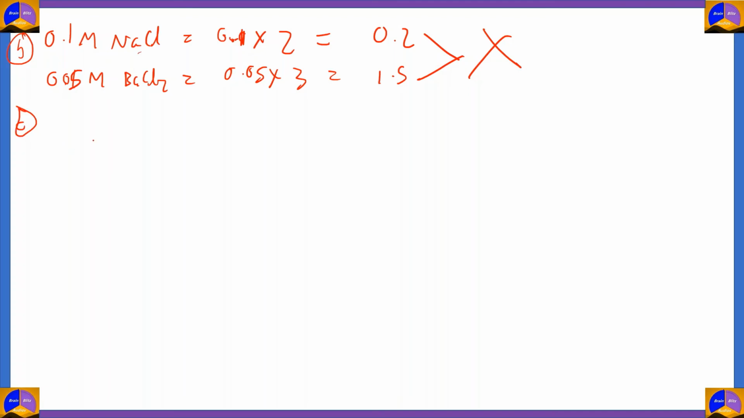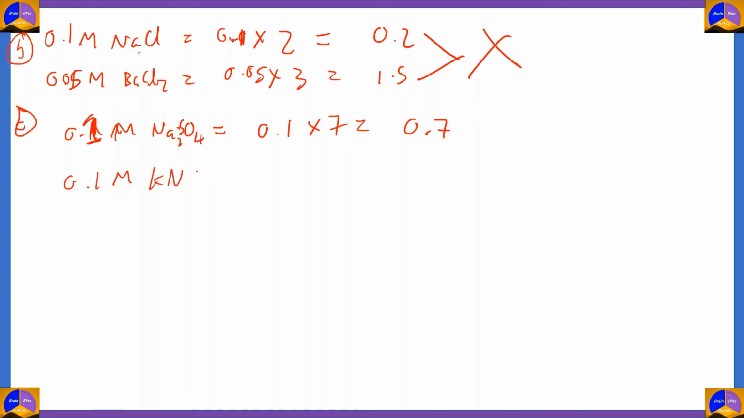Option C, 0.1 molar Na2SO4. So that is 0.1 times 2 atoms of Na, 1 atom of S, 3 plus 4 atoms of O, so that's 7. So we get the value 0.7 osmotic pressure. Now we compare that with 0.1 molar KNO3. That gives 0.1 into 1K, 1N, so that's 2 plus 3O, that's 5 atoms. So 0.1 times 5 is 0.5. Again, these are not equal, so option C is incorrect.